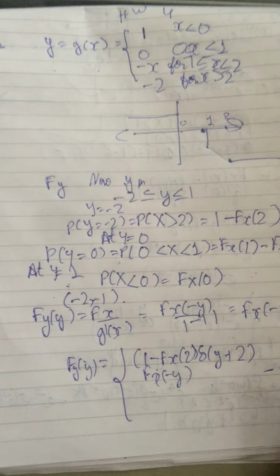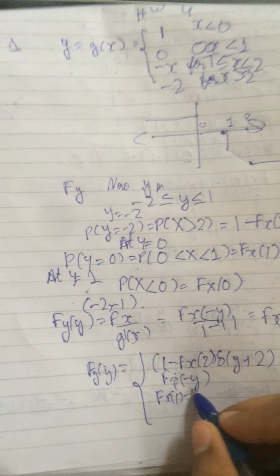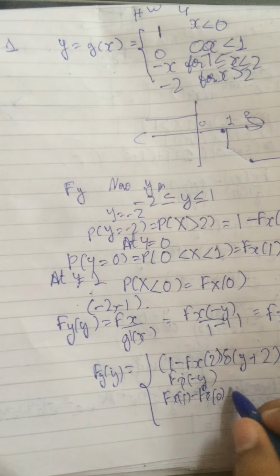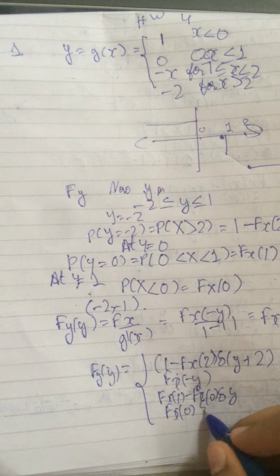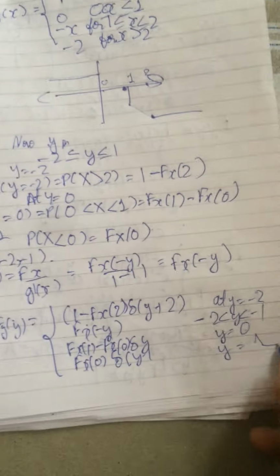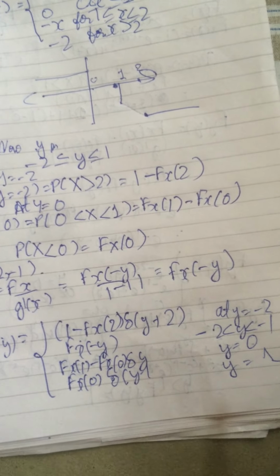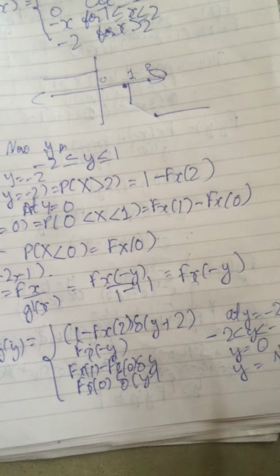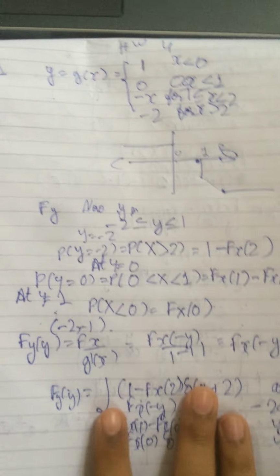Fx of 1 minus Fx of 0 into delta y at y is equal to 0, and Fx of 0 delta y minus 1 at y is equal to 1. Now similarly we can find Fy of y.